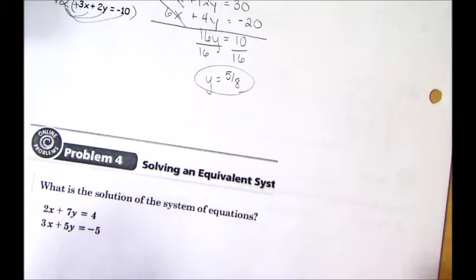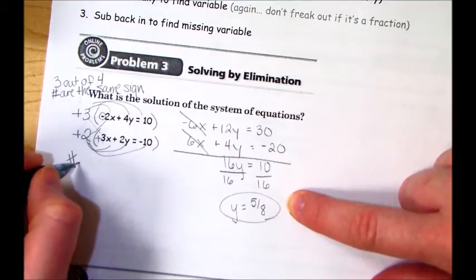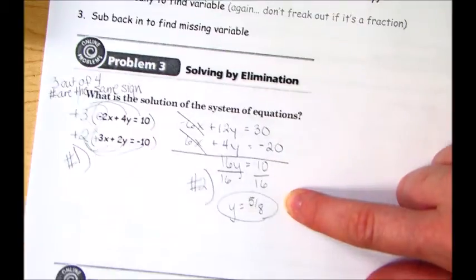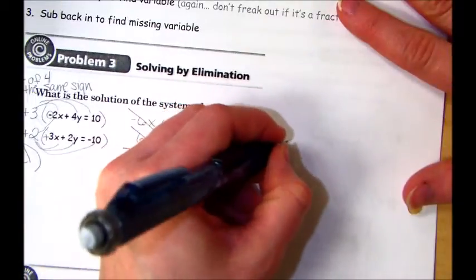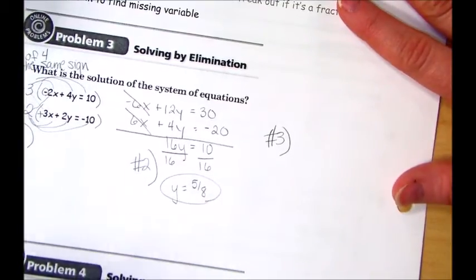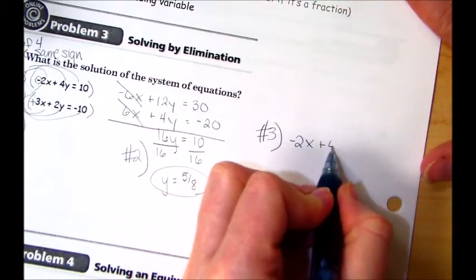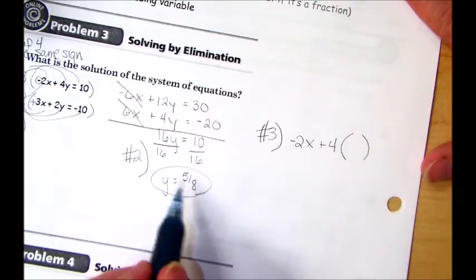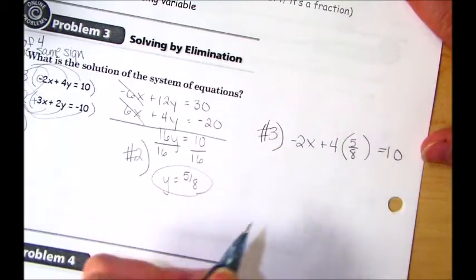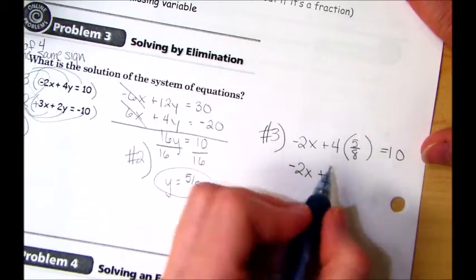All right, now we only got this one so far, so we have to take this. So let's see, this was step number 1 up here where we multiplied. This was step number 2 over here where we solved. Step number 3 is taking your answer and putting it in one of the equations to solve. I'm just going to pick the top one because it's there. So I'll do -2x plus 4, but not 4y, 4 times 5/8, because that's what we got for y, equals 10. That's -2x plus, when you multiply here, you get 5/4 when you reduce.